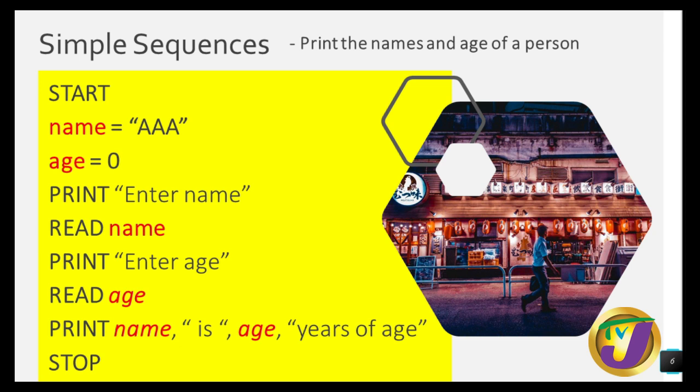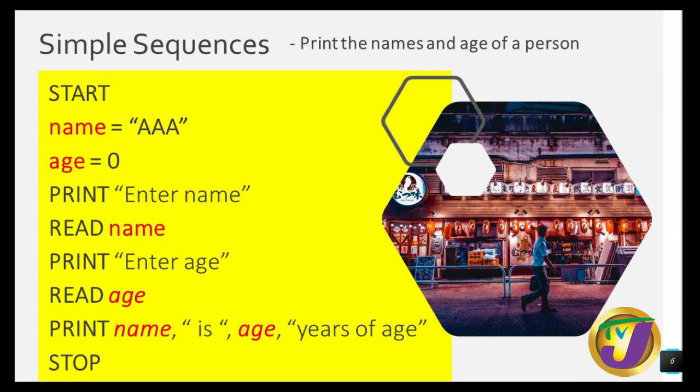As you see on our screen, or as you may see on our screen, we have a simple sequence program, or a pseudocode rather, and we have it running from start all the way down to a stop. And all that it's supposed to do is to print the name and age of one person, possibly. All right, so we have start, and then I initialized two variables called name and age. And that initialization process is where we give each variable a starting value. So for name, I've given the starting value as 3 A's. Age, the starting value is 0.